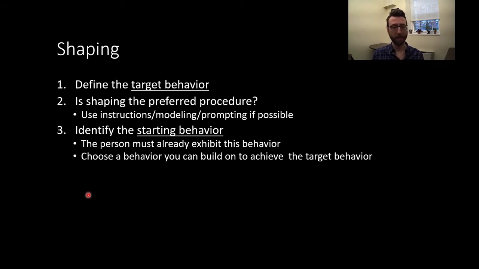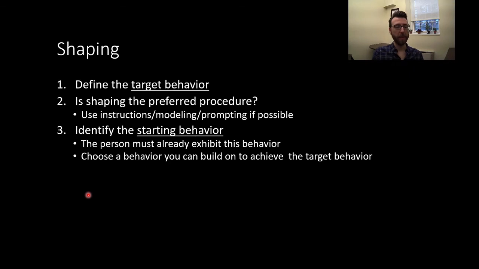So things to consider with identifying the starting behavior is one, the person must already exhibit this behavior, right? The behavior that we're going to start with must be something that they already do. We don't want to teach them something new and then shape from there. It's easier if it's something they know how to do already. And ideally, this should be something you can build on to achieve the target behavior.